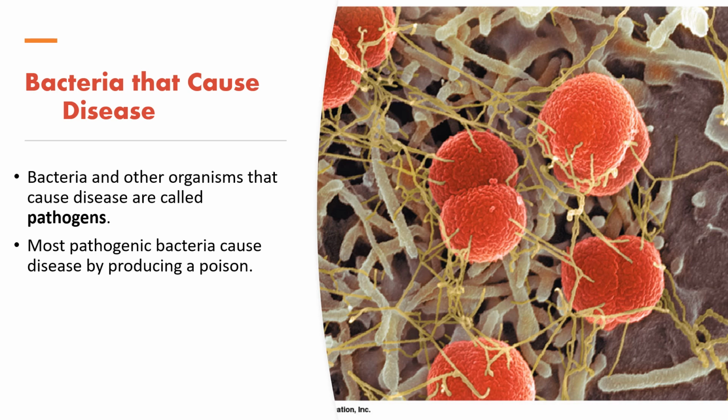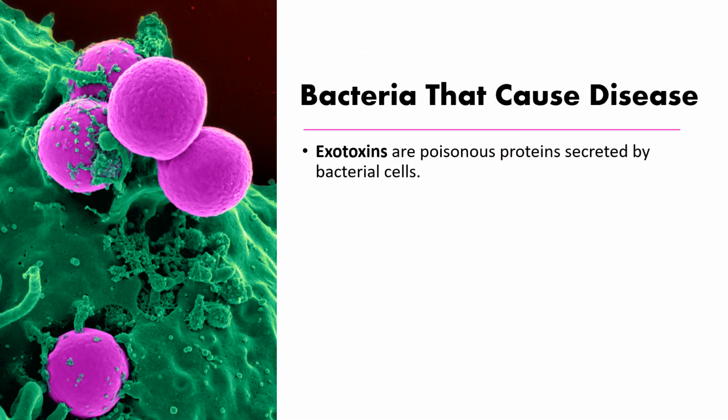Now we're going to talk a little bit more about bacteria, and specifically bacteria that cause disease. Any type of bacteria organism that causes disease is called a pathogen. And normally the way that bacteria are pathogenic is that they produce poison. Now there are two different mechanisms of how they produce this poison. Some bacteria produce exotoxins, which are poisonous proteins that are secreted by the bacterial cells. Staphylococcus aureus will produce several toxins.